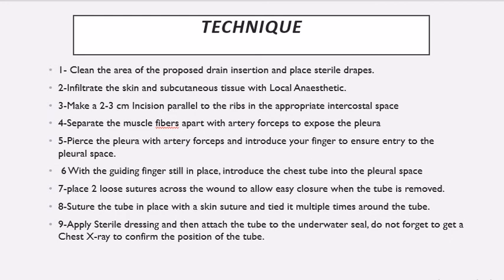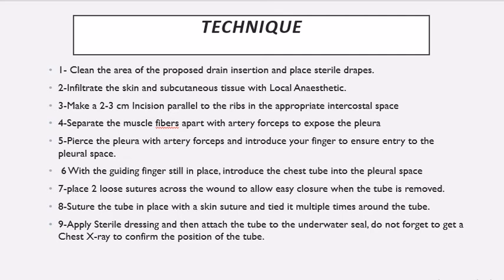And then we pierce the pleura with the artery forceps and introduce our finger to ensure entry to the pleural space. With the guiding finger still in place, we introduce the chest tube into the pleural space. And then we place 2 loose sutures across the wound to allow easy closure when the tube is removed.